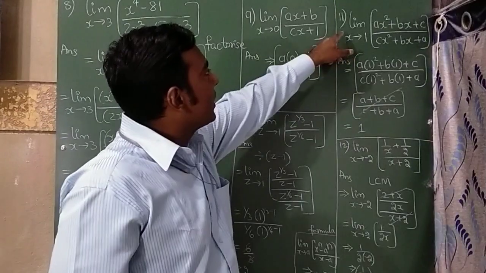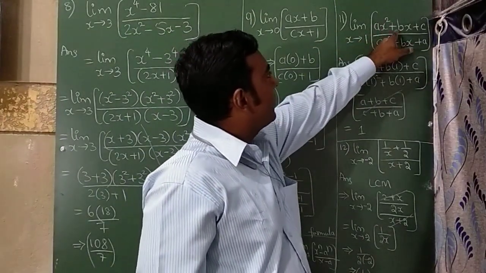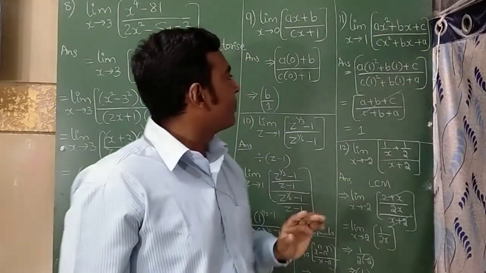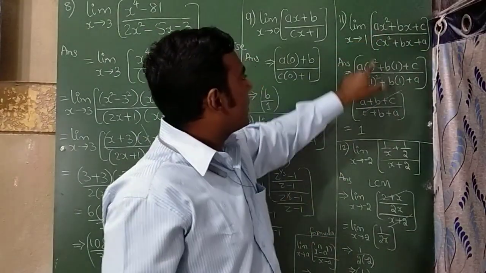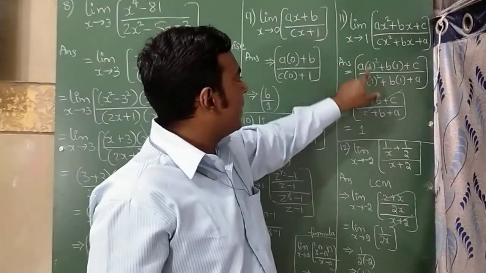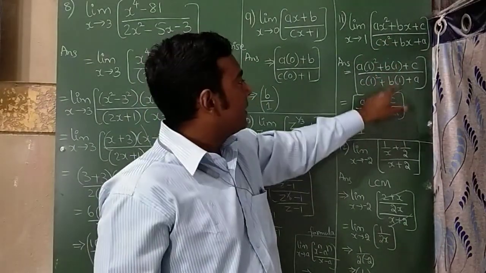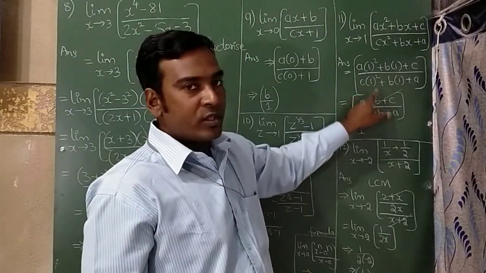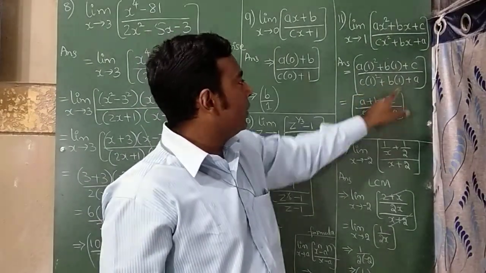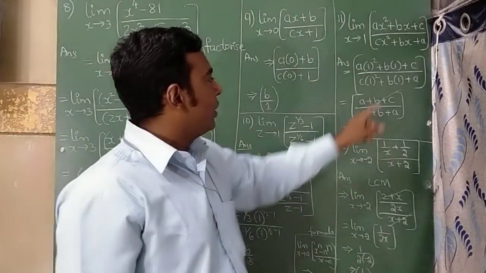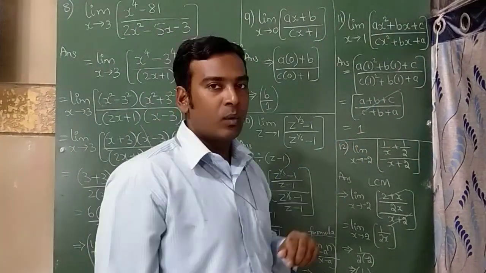11th question now. Limit x tends to 1, ax square plus bx plus c divided by cx square plus bx plus a. Where there is x, substitute 1. So 1 square is 1, so you are remained with a. B into 1, b, c, and 1 square is again c itself. B into 1 is b plus a. So numerator and denominator both are same. If you cancel, you will get answer as 1.